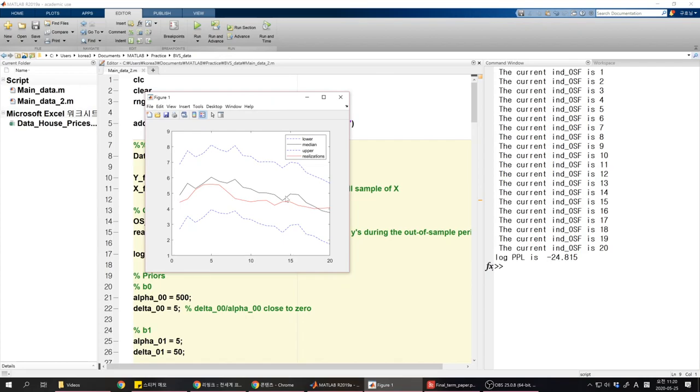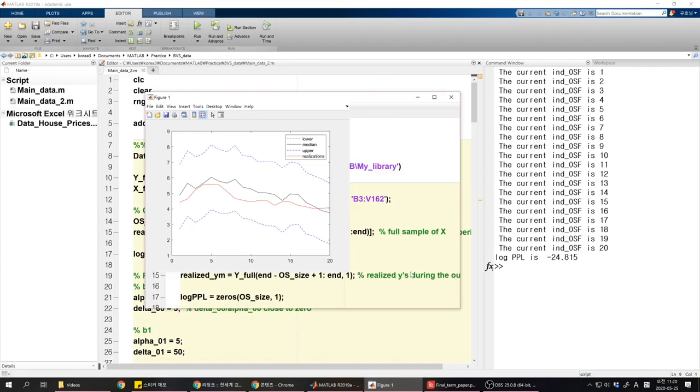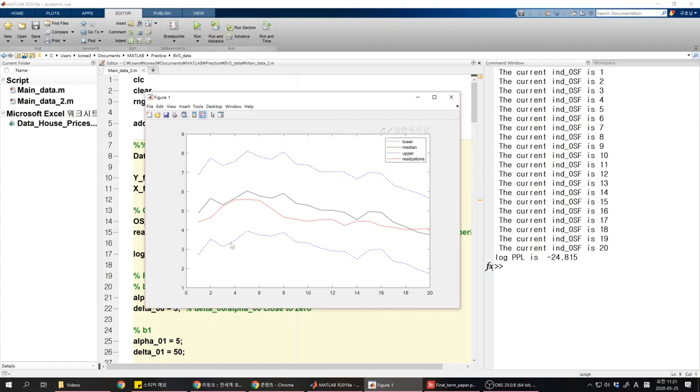How about this? Are you happy now? You must be happier than before, right? Now this red line is much closer to the black line. And the log predictive likelihood is much higher than before. Also, please take a look at this confidence band. Is there anything changed in the confidence band? How much is it? This is about 7, this is about 3, and the credibility interval size is about 4. It's almost 4. How was it previously?